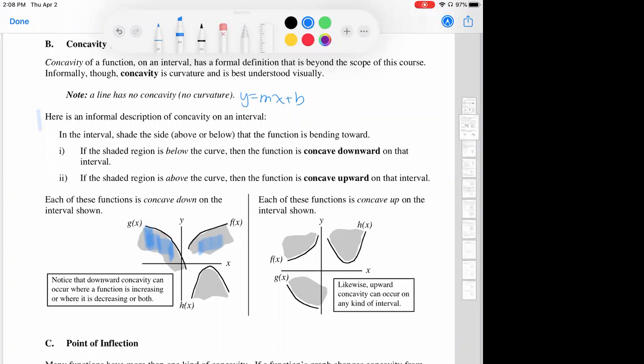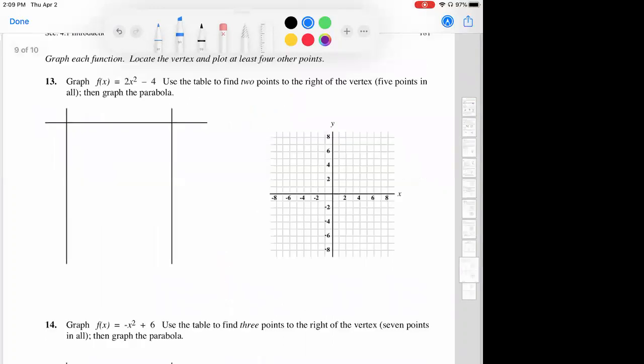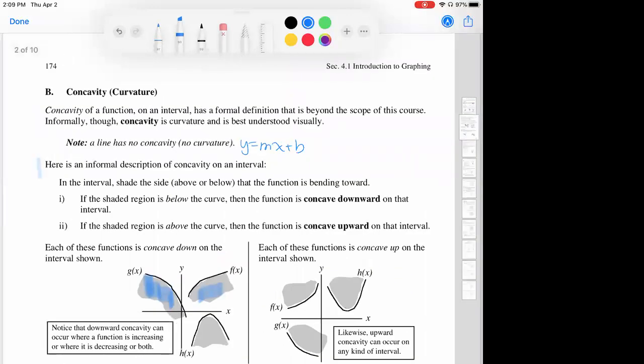One, if the shaded region is below the curve, the function is concave downward on that interval. If the shaded region is above the curve, then the function is concave upward. So think of your parabolas. You have some that open down, that's concave downward, and some that open up, concave upward.